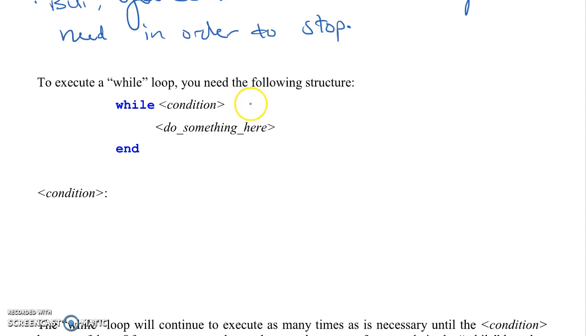Or sorry, becomes false. So for example, the condition might be something like, say, the absolute value of some variable, say delta t, is greater than 10 to the minus 6. As long as this condition is met, the absolute value of delta t is greater than 10 to the minus 6, then the while loop will still keep operating.